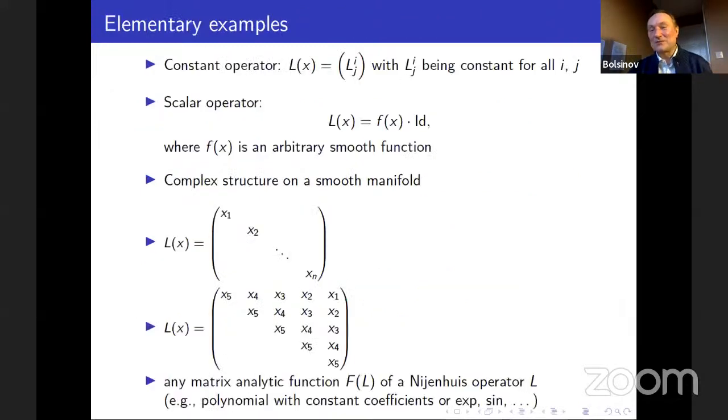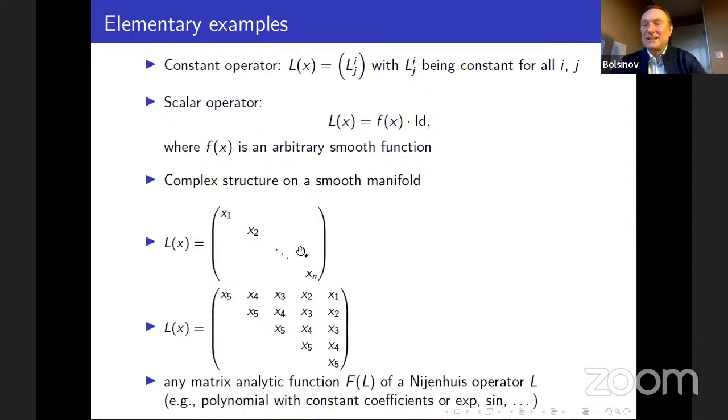Examples. Some examples are trivial and well known, and maybe almost all of them are in this list. If we take an operator with constant entries, it is obviously Nijenhuis. A scalar operator is Nijenhuis for any function f here. Complex structure is another famous example of a Nijenhuis operator. I remind you of the famous Newlander-Nirenberg theorem, which says that an almost complex structure is complex if and only if it is Nijenhuis, basically. So that's what this theorem says.